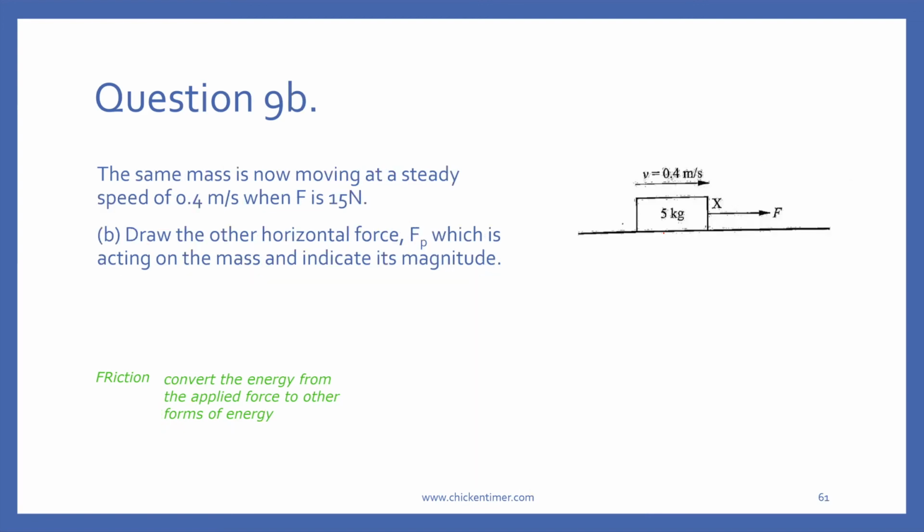Okay, next one. Now the mass is moving at a steady speed of 0.4 when the applied force is 15 newtons. Then draw the other horizontal force that is acting on this mass. What is FP, the force that you're going to draw? This object is moving at a constant speed. So what is the value of FP? Why is it 15? Because it's moving at a constant speed.